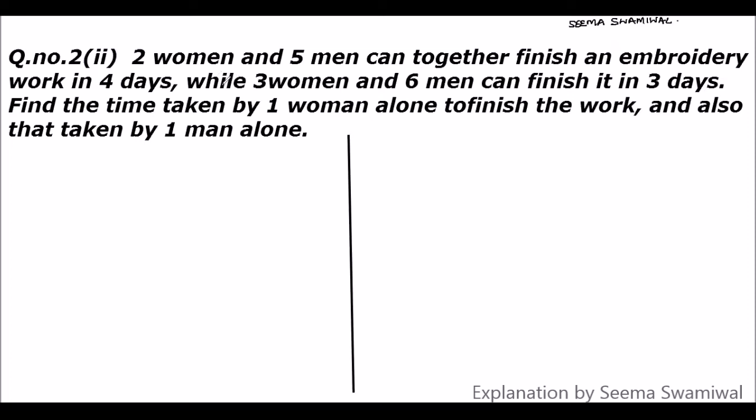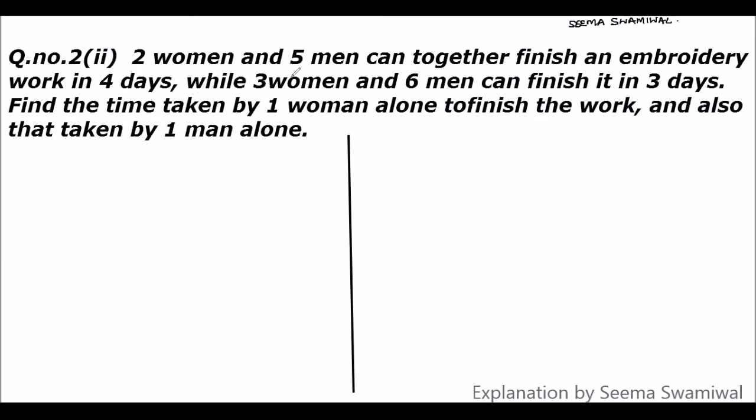The key point to solve a work and time question is to get the one day work. First of all, what to suppose in this question? Children, whenever you are solving a word problem, 99.9% you have to assume whatever he wants you to calculate. So first of all, I'll read out the last line of the question. Find the time taken by one woman alone to finish the work and also the time taken by one man alone. Now I'll read out the question.